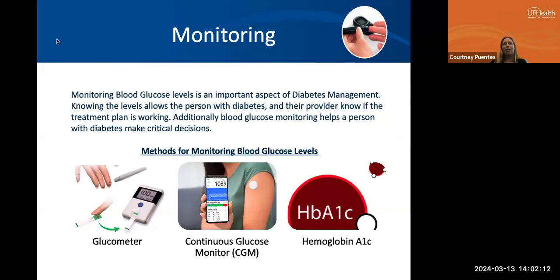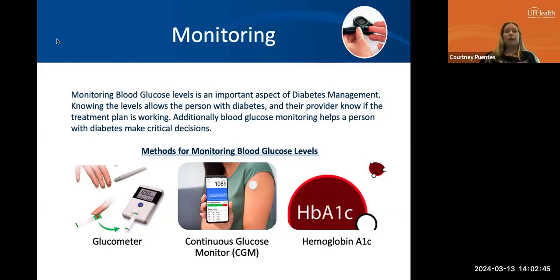Monitoring blood sugar levels is very, very important. I always tell people, if you're trying to lose weight, you get on the scale. If you want to know if your diabetes is regulated, you check your blood sugar. It's an important tool to know if your treatment plan is working. It's a great communication tool between you and your provider to let them know if anything needs to be adjusted, or to fine-tune your plan. And sometimes people need to make decisions based on their treatment plan. So checking blood sugar is a really important tool.